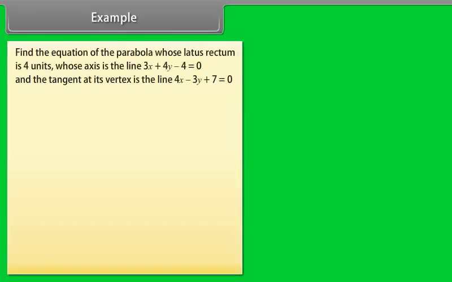Example: find the equation of the parabola whose latus rectum is 4 units, whose axis is the line 3x plus 4y minus 4 equals 0, and the tangent at its vertex is the line 4x minus 3y plus 7 equals 0.